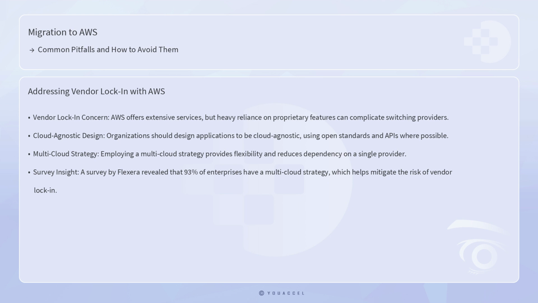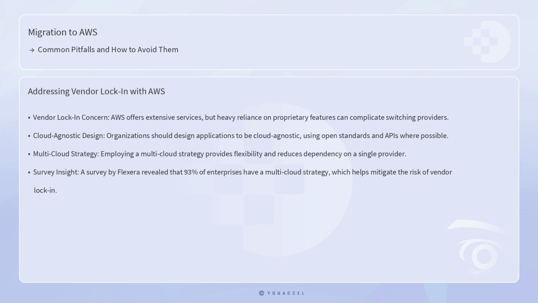To avoid vendor lock-in, organizations should consider designing their applications to be cloud agnostic, using open standards and APIs where possible. Additionally, employing a multi-cloud strategy can provide flexibility and reduce dependency on a single provider. A survey by Flexera revealed that 93% of enterprises have a multi-cloud strategy, which helps mitigate the risk of vendor lock-in.